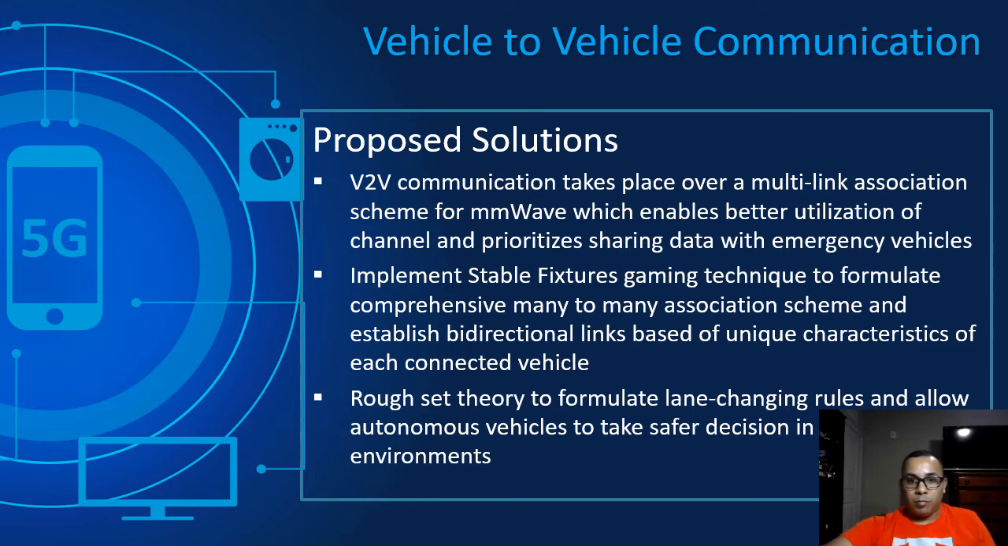Some of the solutions proposed in the paper are using different technologies to enable channel utilization to be better, and to prioritize data sharing. In this case, millimeter wave is one of the technologies recommended. There are other technologies or other proposals as far as vehicle-to-vehicle communication.